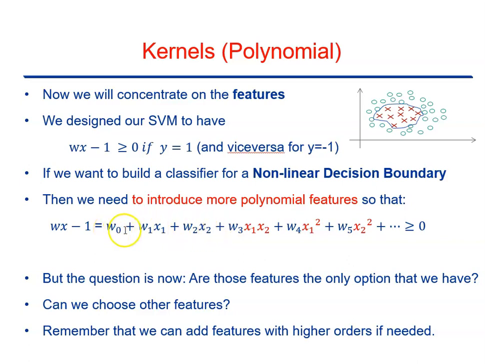So we can add more polynomial features. For example, we can square x1 and multiply with a parameter w4, or we can multiply x1 and x2 with a parameter w3, or square x2 and then multiply with w5. Now, in addition to the w0, w1, w2 parameters, we have to identify these parameters w3, w4, w5. What kind of features like this can we use? Imagine that we have an infinite number of possibilities and higher orders can be used here. So this would be our problem when applying polynomial kernels.